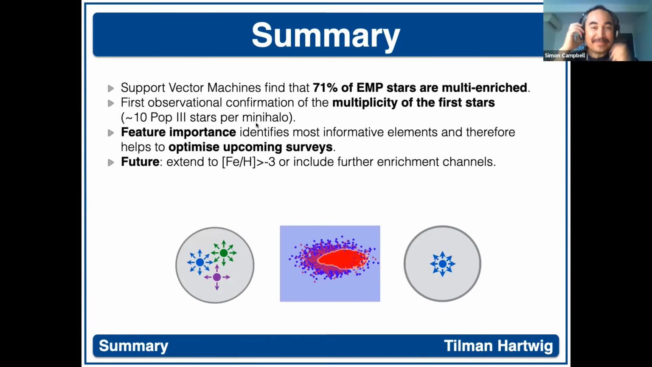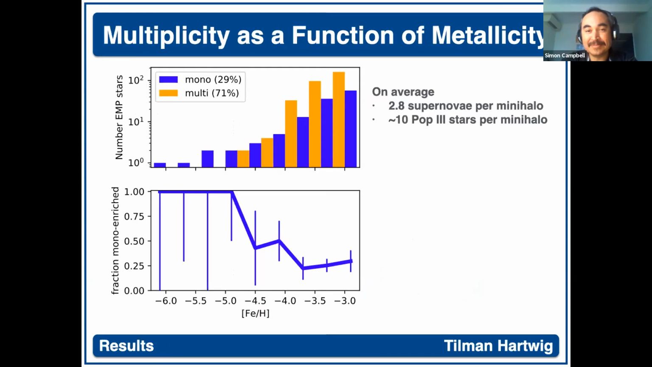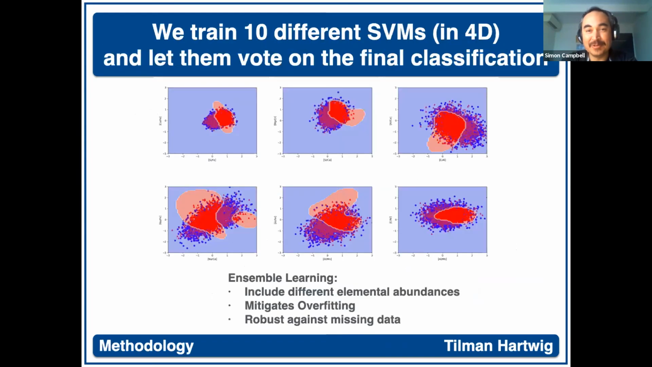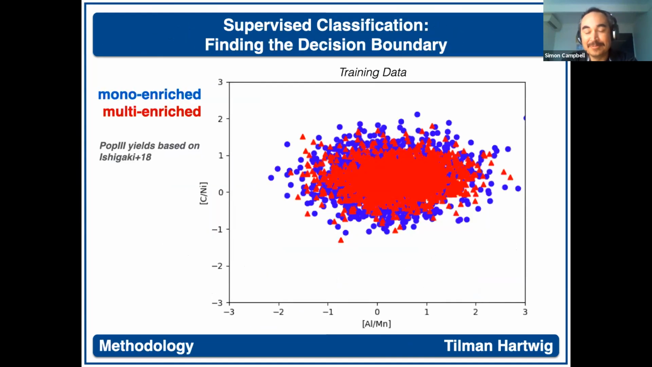Nice talk. I'm just wondering if you've tried different supernova yield sets. I'm not sure how much variation there is between, for example, Alexander Heger's models and Ishigaki's models. And does that affect what sort of fraction you get that's multiply enhanced?